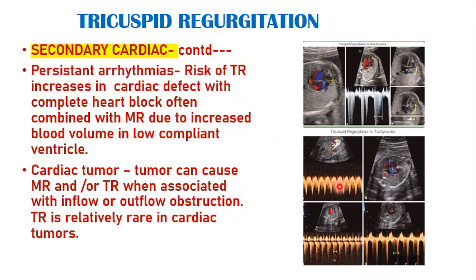Risk of TR increases in cardiac defects with complete heart block. Often it is combined with mitral regurgitation due to increased blood volume in low compliant ventricles. Cardiac tumors like myxoma can also be associated with TR because they can cause obstruction to inflow as well as outflow. Otherwise, TR is relatively rare in cardiac tumors.